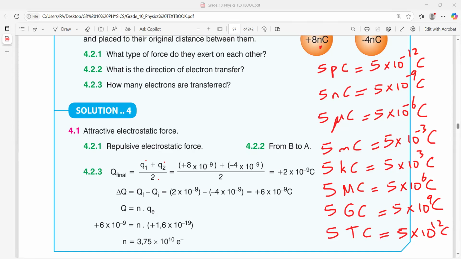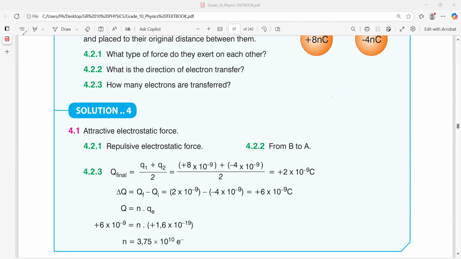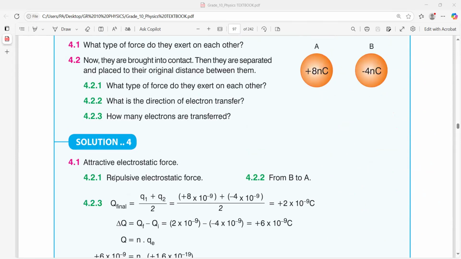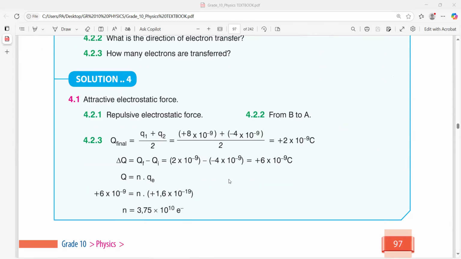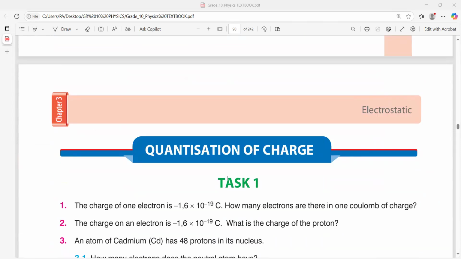All right. So we have done this question also. As you see, what type of force do we have between them? If you have different charges, positive and negative, it is an attractive electrostatic force. If you have same charges, it is a repulsive electrostatic force. And then when they repel or attract each other, you must just check the charges. And the direction of electron transfer is from the smaller number to the larger number, just like that.